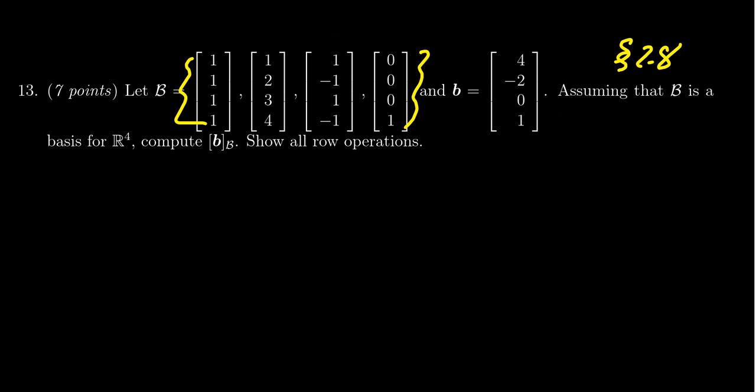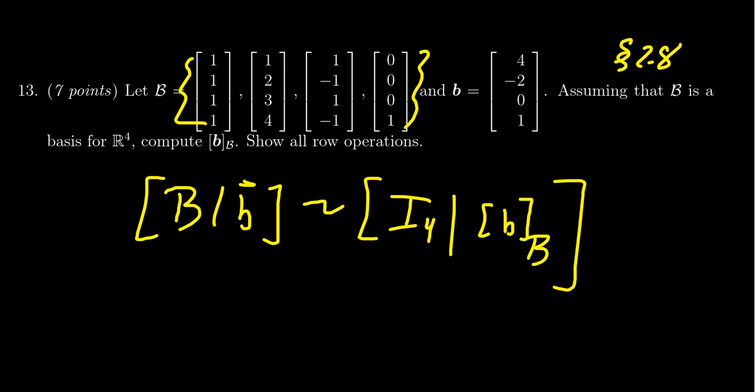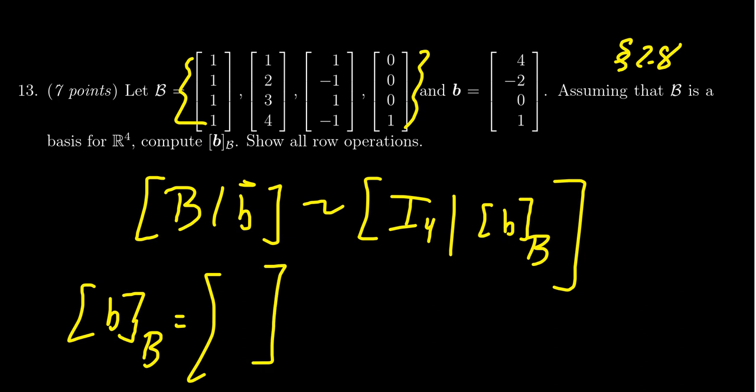So the idea there is you're going to take your basis and you're going to augment the vector in question right here. You're going to row reduce it. You'll get the identity here. And then you're going to get the coordinate vector right here. Just like the last question, you cannot stop here. You need to actually tell me that, oh, the coordinate vector with respect to B coordinates is whatever it turned out to be, right?